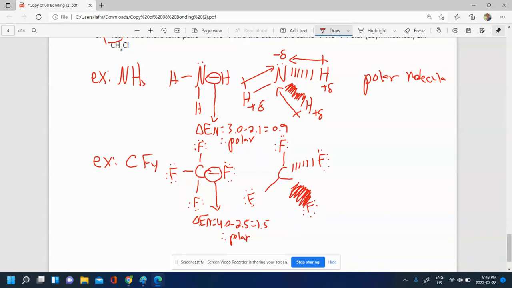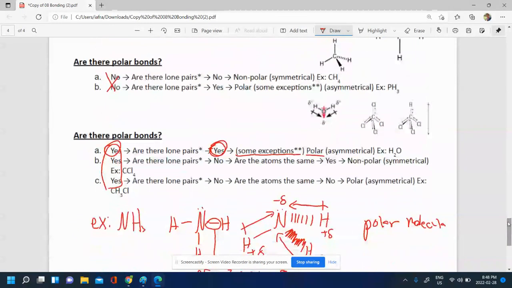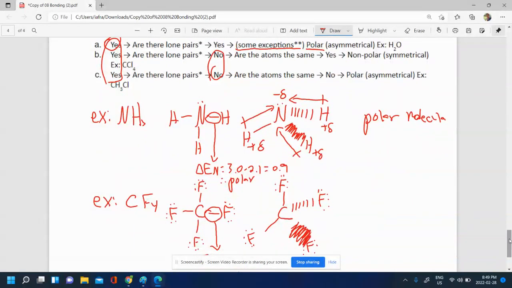So we are dealing with polar bonds again. Let's go to our flowchart. We have basically the question, are there polar bonds? We're not in the no region, we're at the yes region. Are there any lone pairs around the central atom? That's going to be a no. So the next question is, are the atoms the same? And it looks like the atoms are the same around the central atom. They're all fluorines, so yes. And since they're the same, that means our molecule overall is symmetrical.